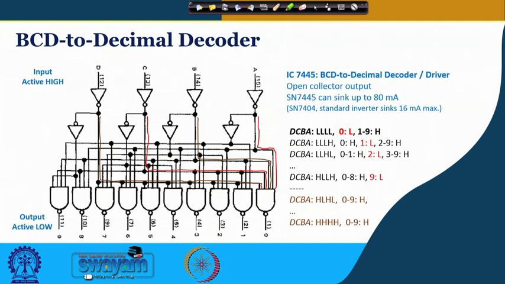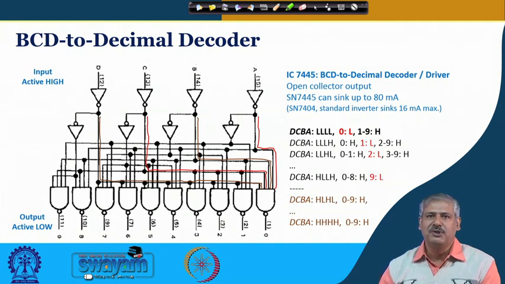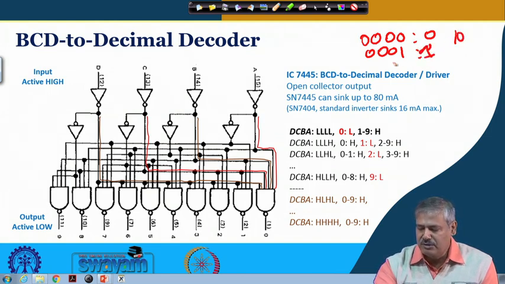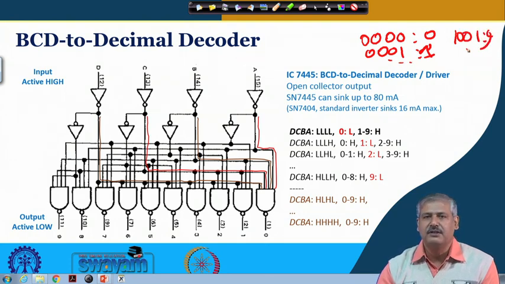So BCD to decimal decoder. What is BCD? BCD is binary coded decimal. Whenever we talk about decimal numbers 0 to 9, decimal means base 10, so 10 digits are there. In terms of binary coding, we represent them as 0000, that is decimal number 0, up to 1001, that is decimal number 9. So this is the basic understanding: 0000 is decimal 0, 0001 is decimal 1, and it goes on up to 1001, which is decimal 9.